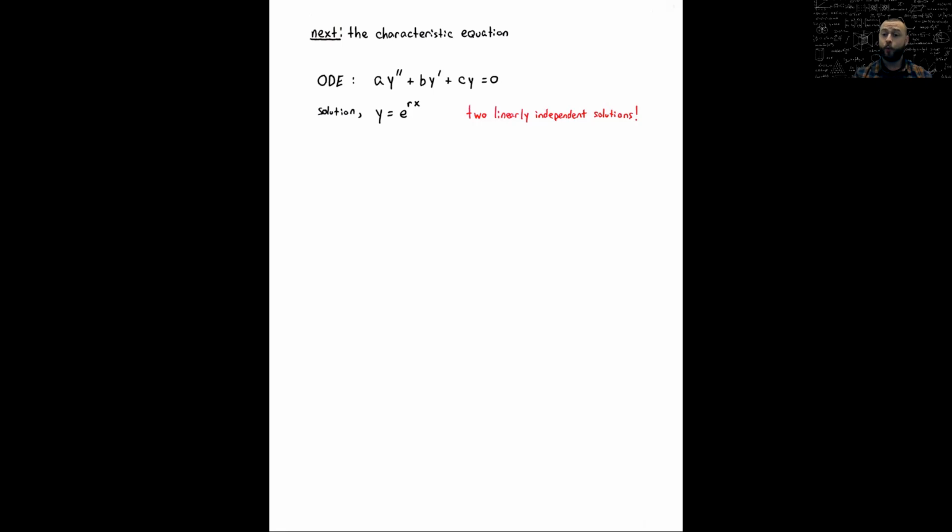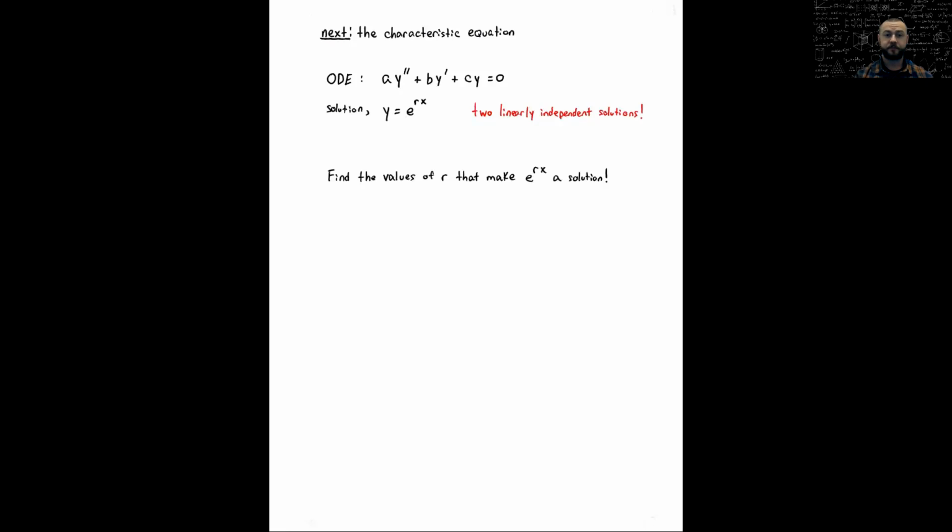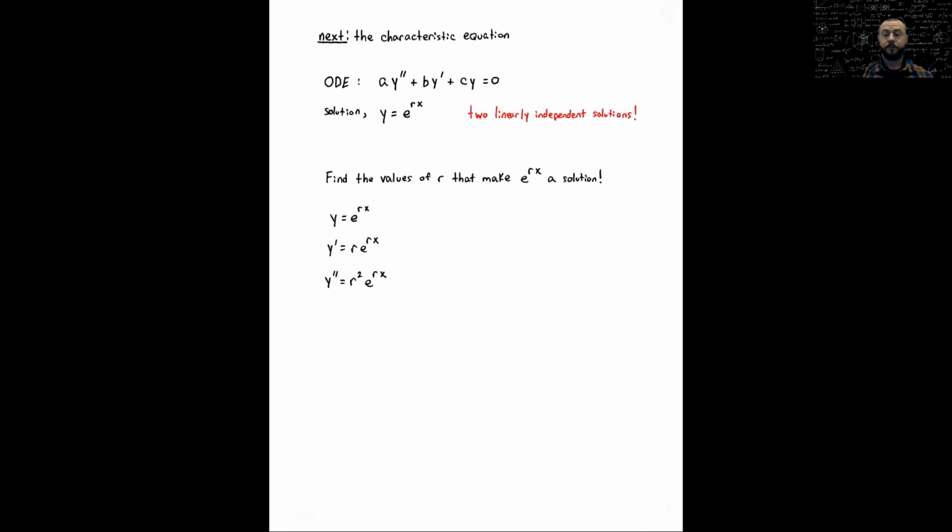All right, in order to plug y equals e to the rx into the differential equation, we need to calculate the various derivatives. And that should be a piece of cake with the chain rule. So each time you differentiate e to the rx, you get a factor of r. So y prime would be r e to the rx, and y double prime would be r squared e to the rx.